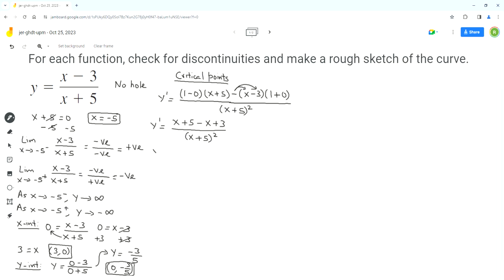Now we can simplify this expression. The x terms in the numerator will get cancelled out. So we are left with 8 over x plus 5 squared.